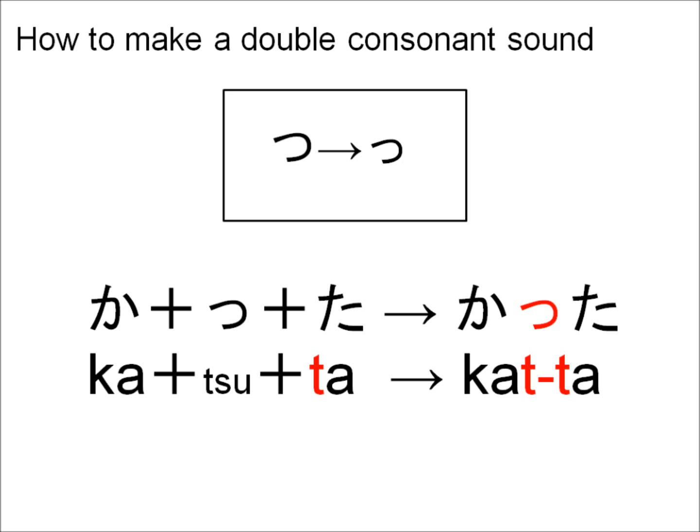We will now go over how to make a double consonant sound. Here's how it works. By inserting a small version of the tsu character between 2 other characters, the consonant sound of the second character gets attached to the end of the first character. For example, if you insert a small tsu between ka and ta, the T consonant sound of ta is also pronounced at the end of the first character. The resulting sound becomes katta.